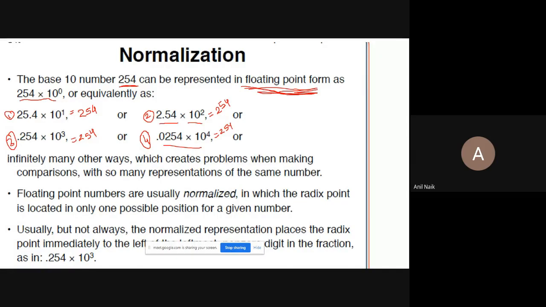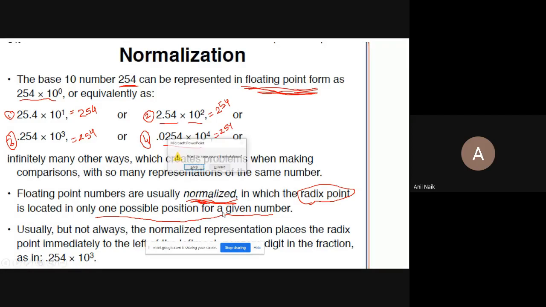Infinitely many other ways create the problem when making a comparison, with so many representations of the same number. So floating point numbers are usually normalized. We need to normalize the numbers so that the radix point is located in only one possible position for a given number.